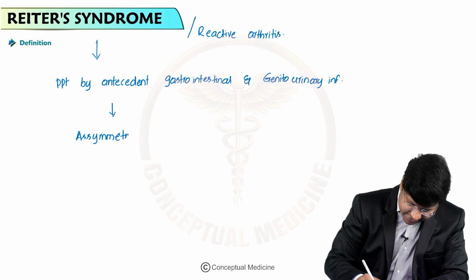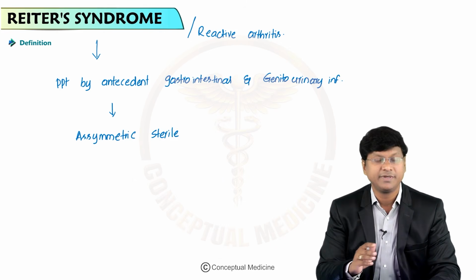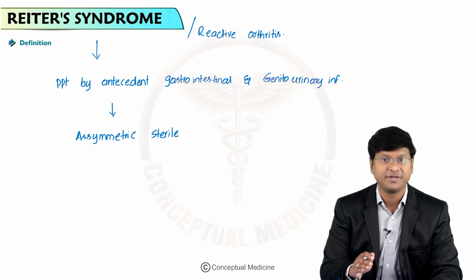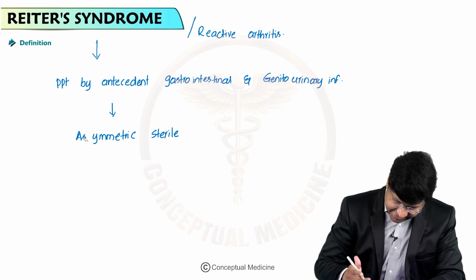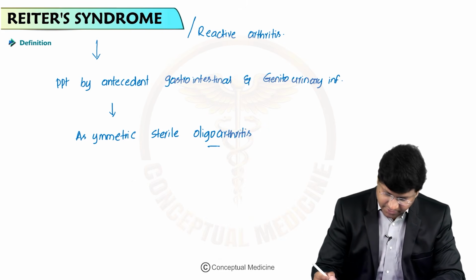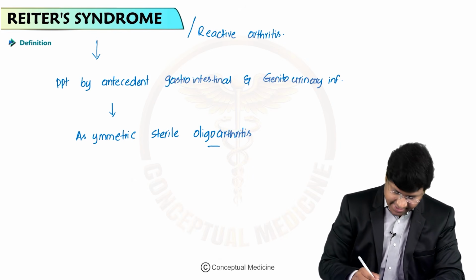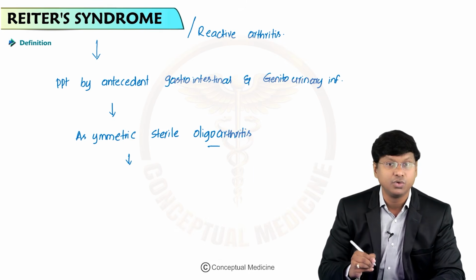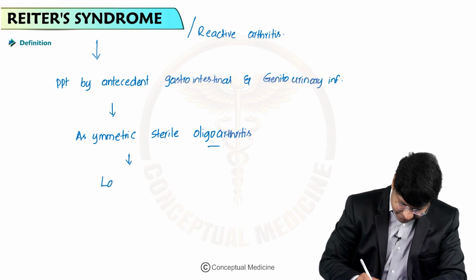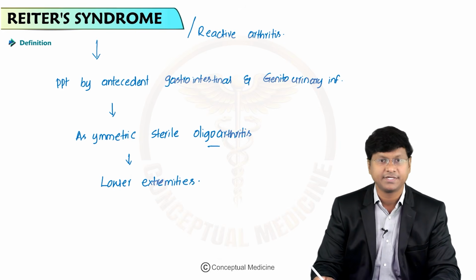So, asymmetric in the sense the joint involvement will not be bilateral, right? The joint involvement will be unilateral. Okay, so this asymmetric sterile oligoarthritis. When I am using the word oligoarthritis, the number of joints involved is less than or equal to 4 joints. Typically the joints of the lower extremities are affected. So, this is one of the very important manifestations of Reiter syndrome or reactive arthritis.